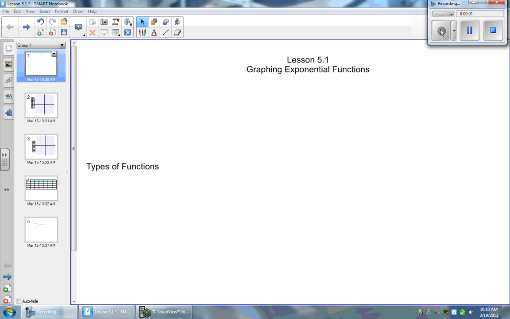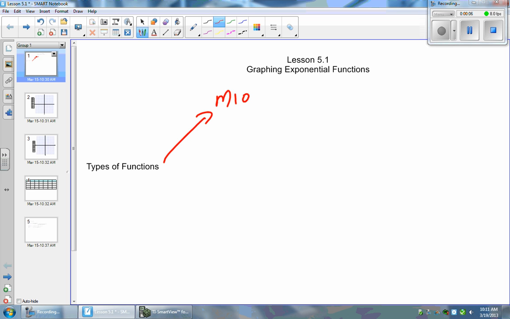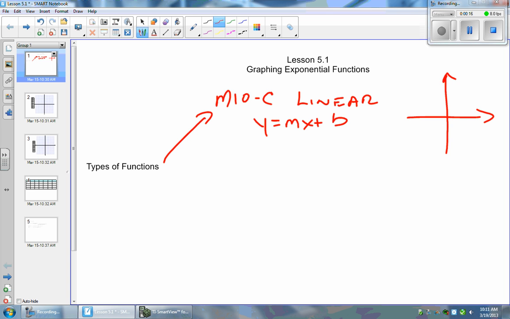Before we get into graphing exponential functions, I want to look back for a second. Remember Math 10C? In Math 10C, you did something called a linear function. That was in the form of y equals mx plus b. That's beautiful. And the graph, there's your x and y axis, would basically look like a line.